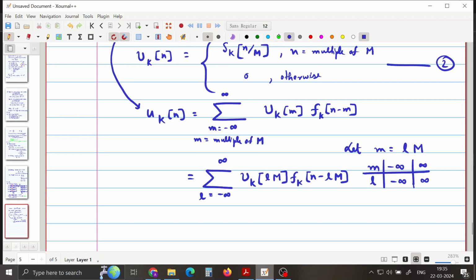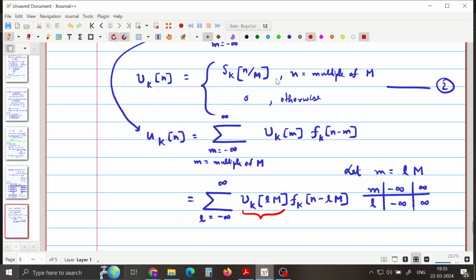Now what can you say about this term here, Vk of lM? What is Vk of lM? If you observe equation 2, that's the definition of the output of an upsampler. So clearly the time index inside the parenthesis is a multiple of capital M. And how is Vk of n expressed whenever n is a multiple of capital M? Just look at this upper branch. It is expressed as sk of n by M, right?